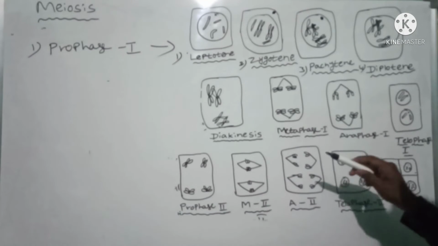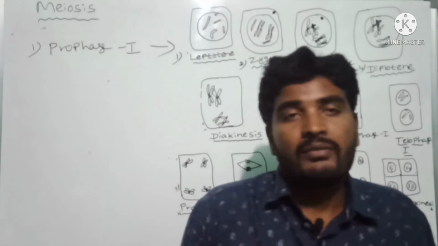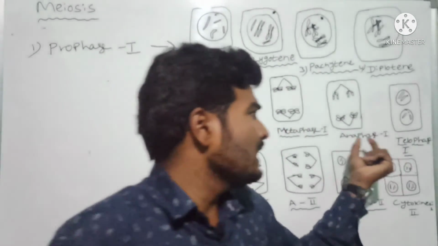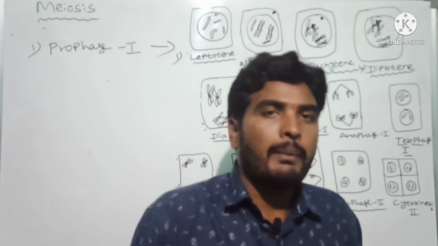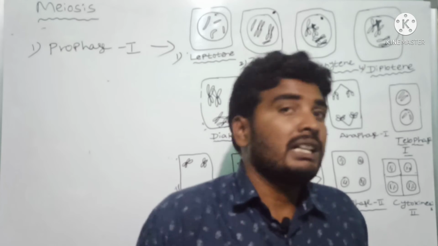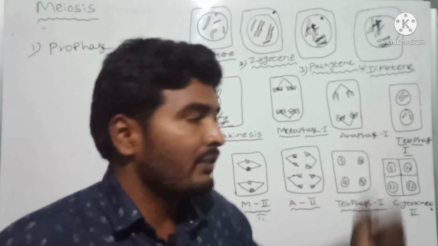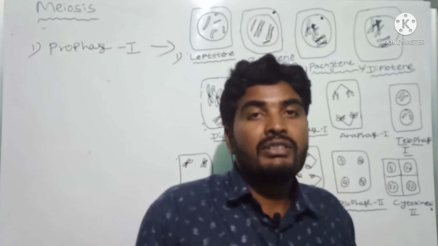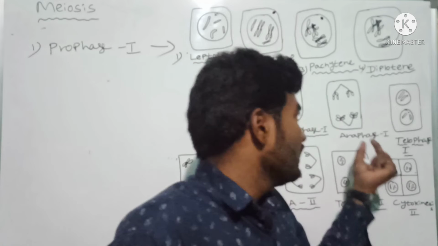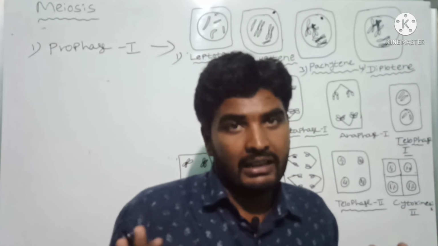Now the next stage, anaphase 1. What happens in this anaphase 1? In mitotic cell division, centriole separation appears in anaphase. But here, in meiotic cell division of anaphase 1, centriole division will not appear. So the centriole does not divide.